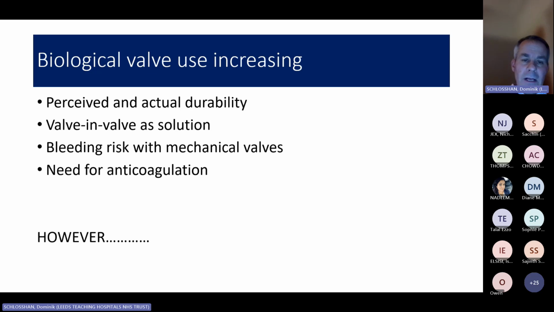Because in medicine, we're full of ideas that sound like a good idea. A lot of people then go ahead and do it, and then it turns out not necessarily to be quite correct. The idea is that bioprosthetic valves these days are much more durable, 15, 20 years. You can always put a TAVI valve in there. And of course, you really worry about the bleeding risk with mechanical valves, and you don't need anticoagulation, so you can live a life. You can do bungee jumping, contact sport, everything, because you don't need anticoagulation.